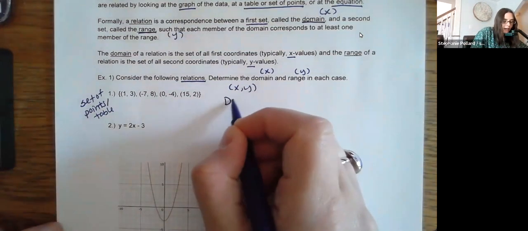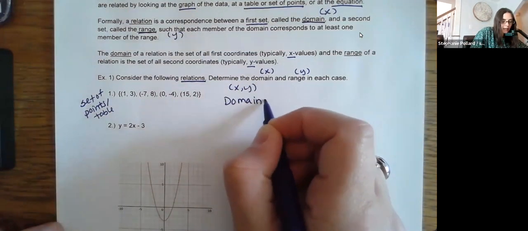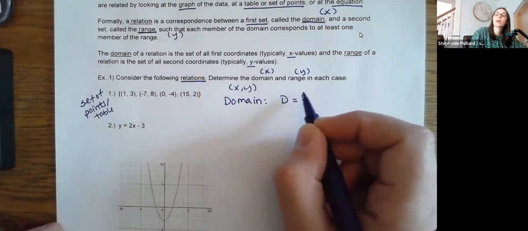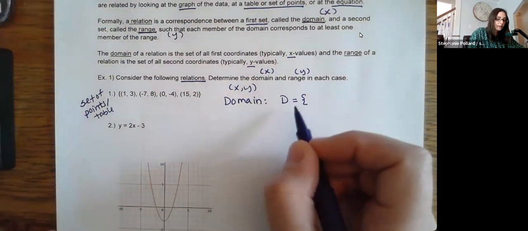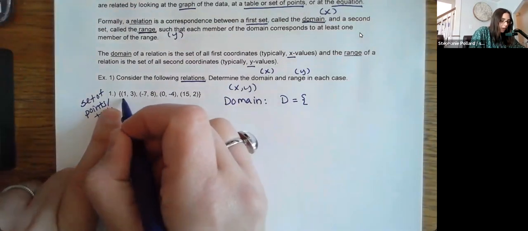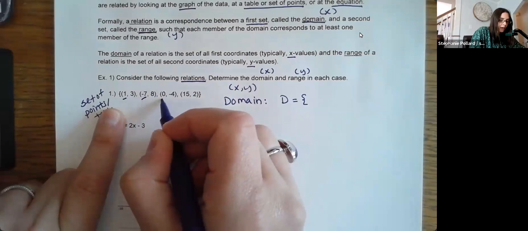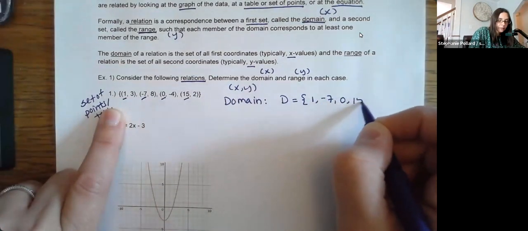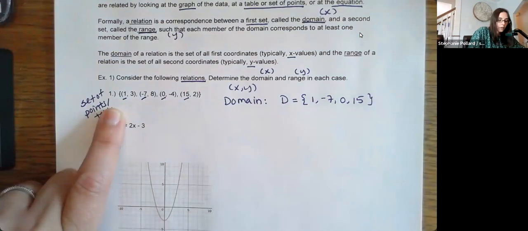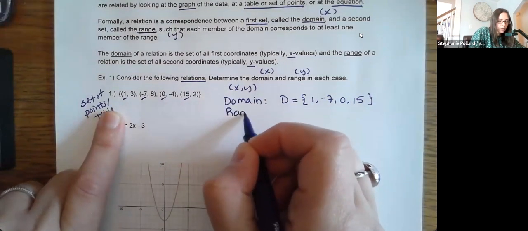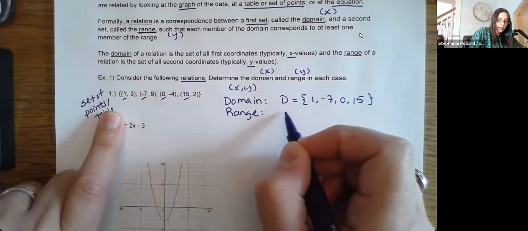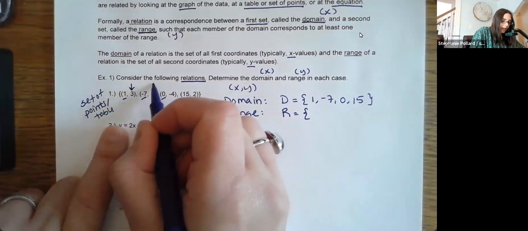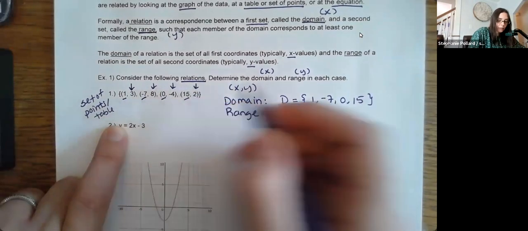So for our domain here, we can write it as D, and it is a set of points. So I'm going to use these little squiggly brackets here, curly brackets, and I'm just going to pick out my X values. So 1, -7, 0, and 15. For the range, we're going to go ahead and pick out the Y values. So range is R. And again, they would be 3, 8, -4, and 2.